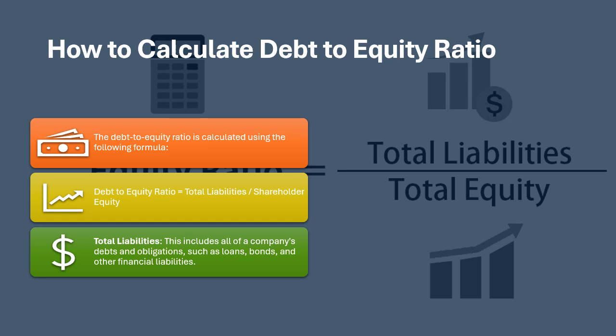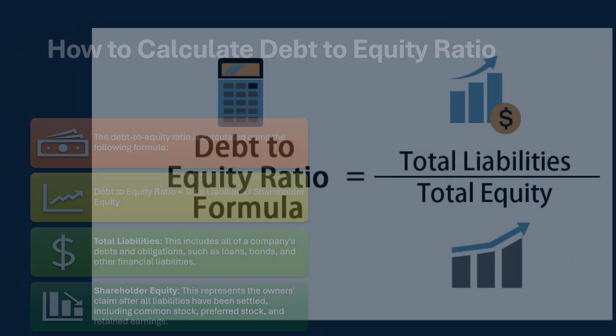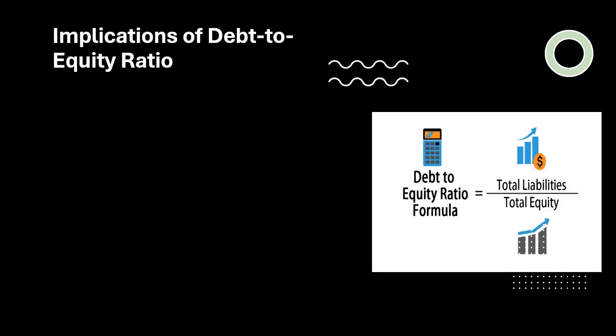Total liabilities. This includes all of a company's debts and obligations, such as loans, bonds, and other financial liabilities. Shareholder equity. This represents the owners' claim after all liabilities have been settled, including common stock, preferred stock, and retained earnings. Implications of debt-to-equity ratio.